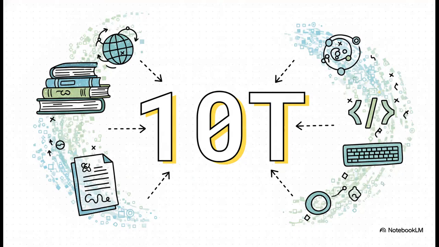So the OLMo team started with a truly mind-boggling amount of raw material. They collected a pool of 10 trillion tokens. A token is basically a word or a piece of a word. So just an unbelievable amount of text pulled from all over the place. The web, books, scientific papers, code, you name it.